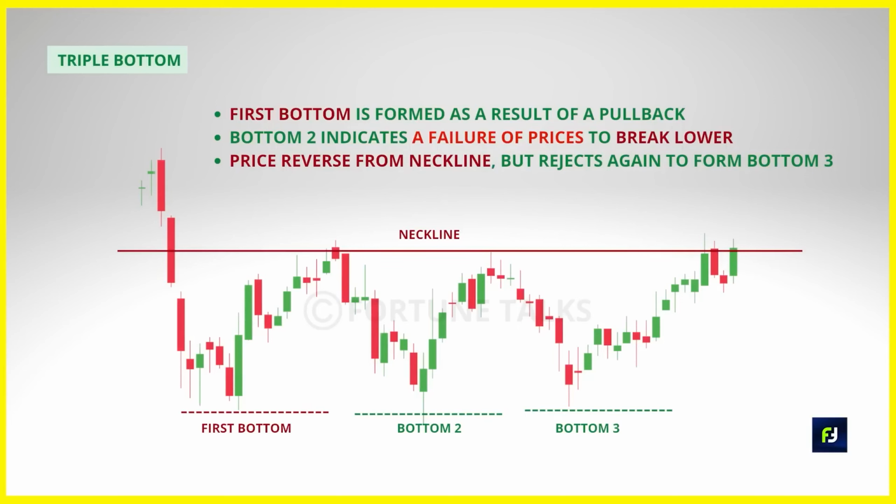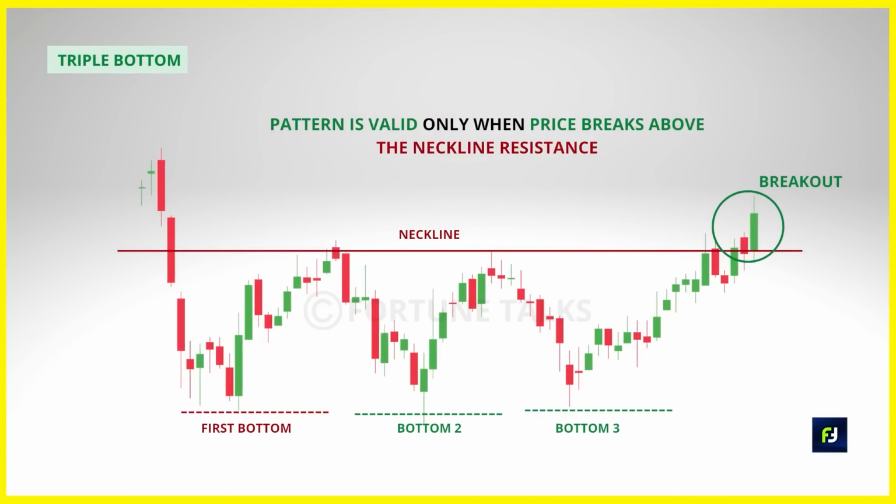So there are three lows visible, or three failed attempts to break out lower. Now this looks like a triple bottom pattern and is only confirmed when the price breaks above the high of the consolidation or the neckline resistance level. The entry, stop loss and target criteria are similar to the rules of the double bottom pattern itself.